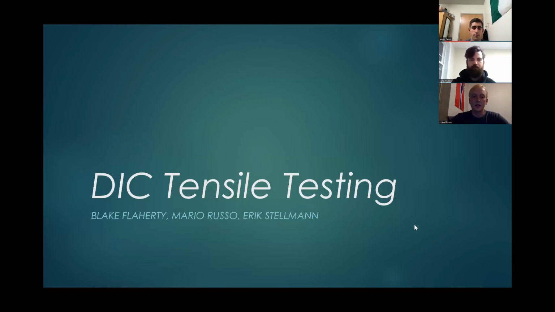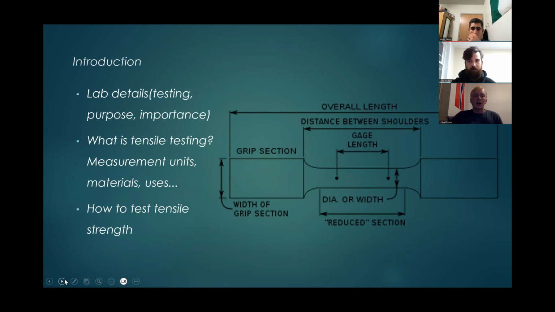All right, this is the DIC tensile testing with Blake, Mario, and Eric, showing just how three materials are deformed. In this lab, we are testing how three materials are deformed, and the purpose of the lab is to show exactly how Poisson's ratio affects these materials and is given by the materials. That shows a potential engineer how the material will deform under strain.